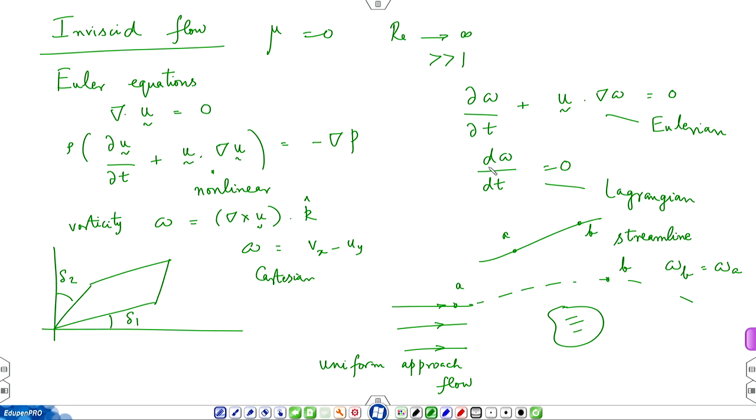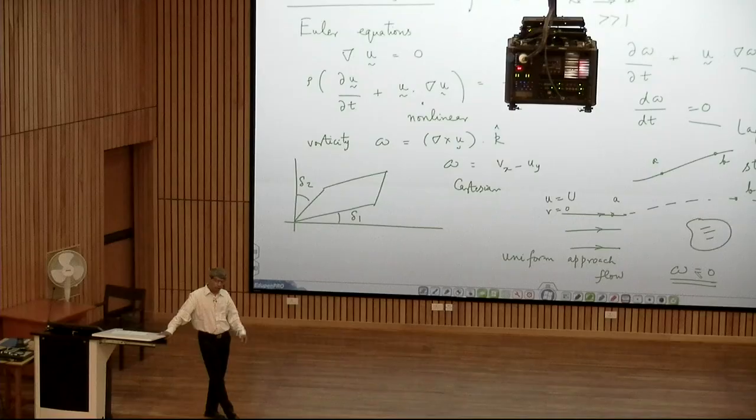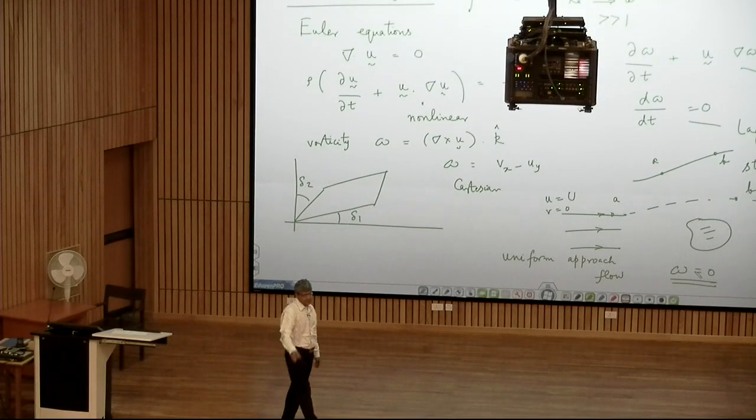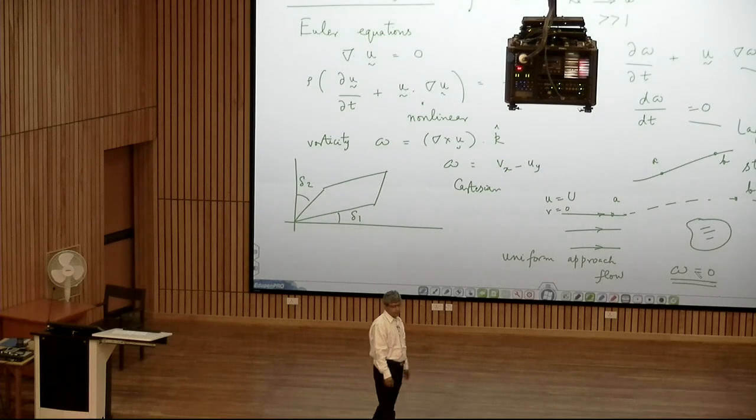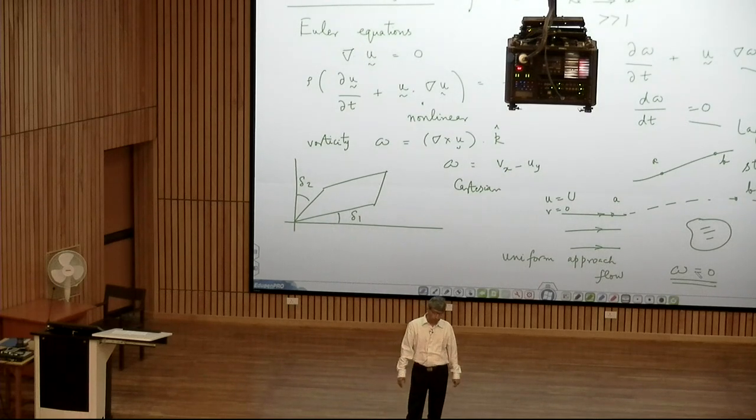But how much is omega a? Because at A, u is equal to capital U and v is equal to 0. So, omega a is 0, b is any point in the flow field. So, omega b is equal to 0. So, if you have uniform approach flow, you get a very strong result that the vorticity of the fluid particle, d omega dt equal to 0 tells you, it is conserved in a way. But for uniform approach flow, omega is 0 everywhere.